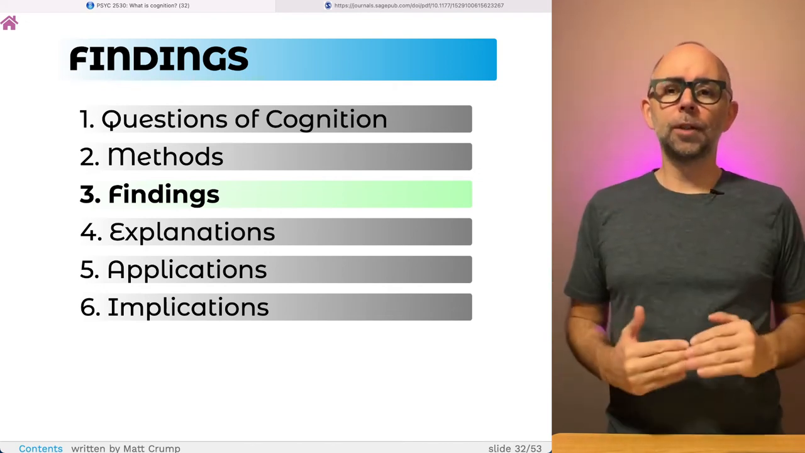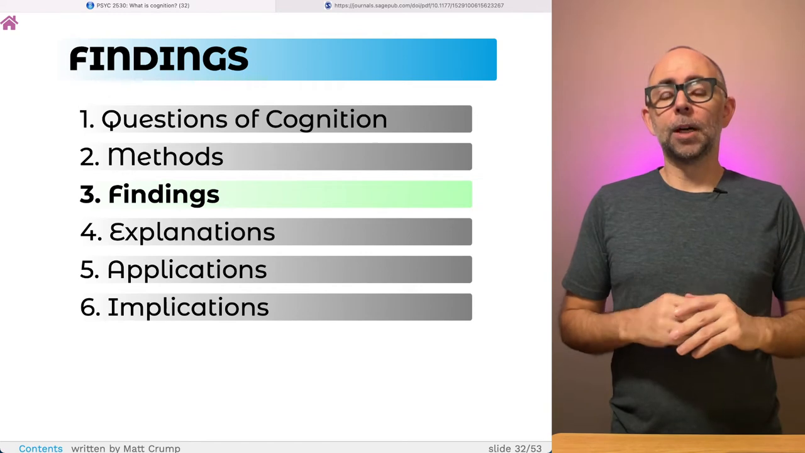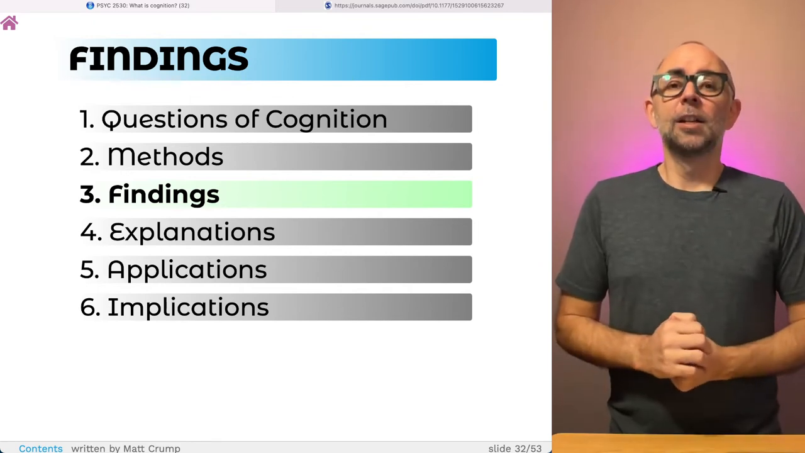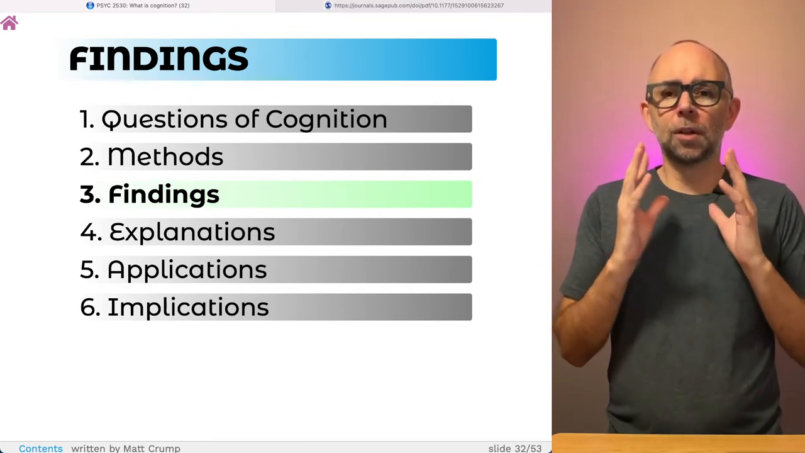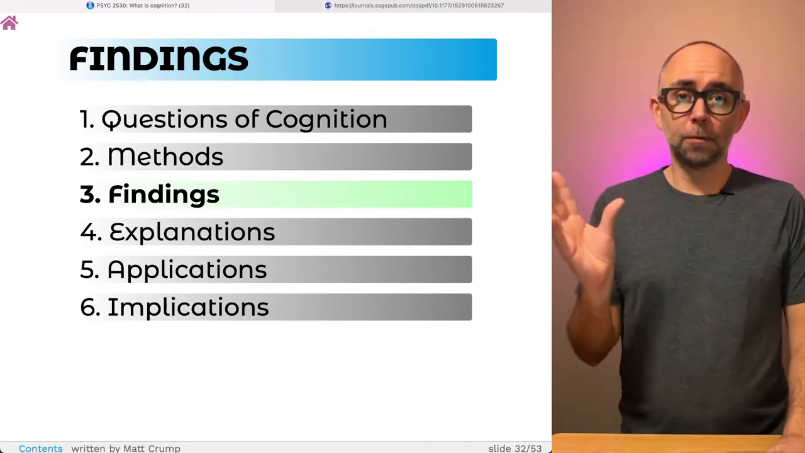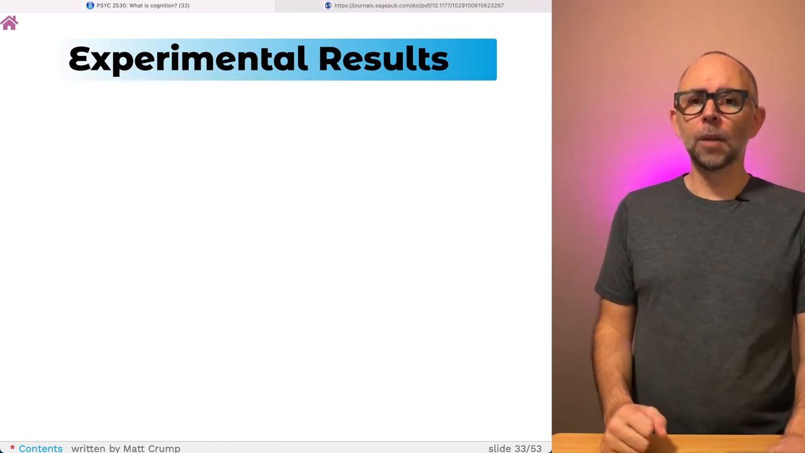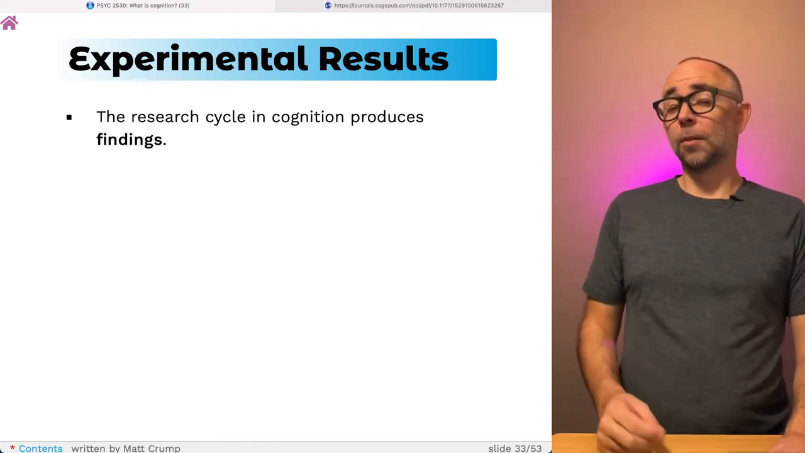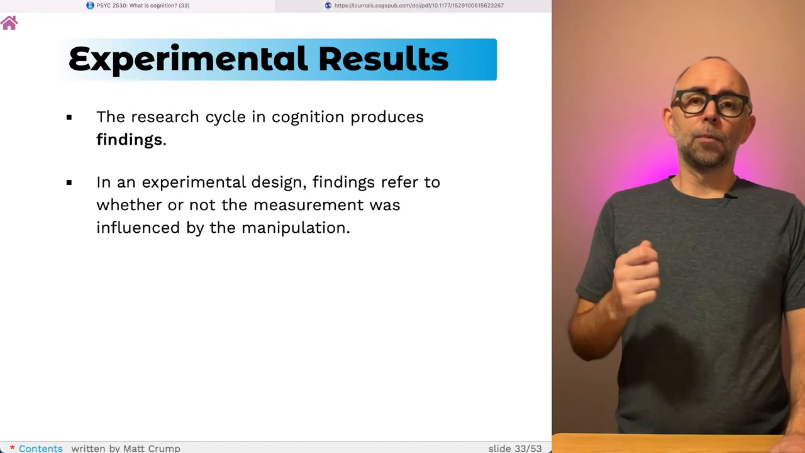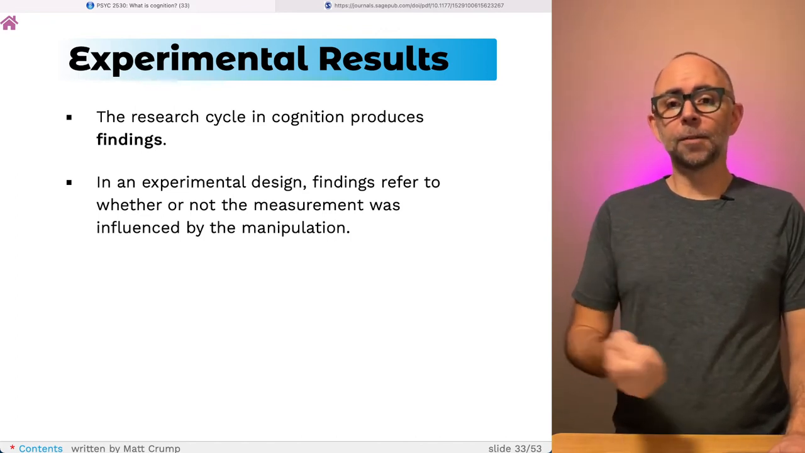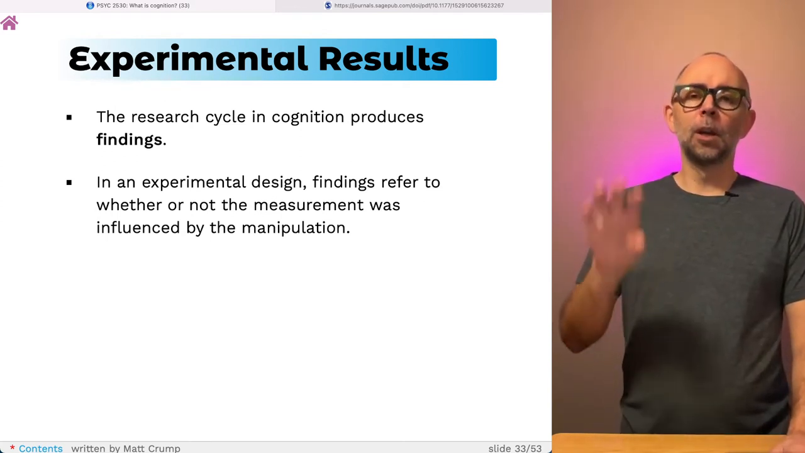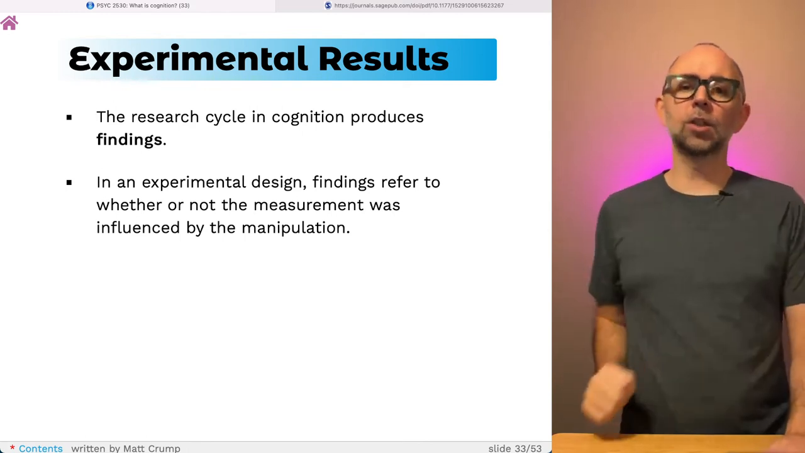And as we do that, we're moving into another general section about our overview. That is, when researchers ask questions, they come up with some methods to ask those questions, and those methods will produce findings. We'll be looking at a lot of those in the course. Let's look at what those researchers found with their parafoveal magnification technique. So, these are also known as experimental results or findings. And generally, when we refer to findings, we'll be referring to what happened to the measurement under the different levels or conditions of the manipulation.